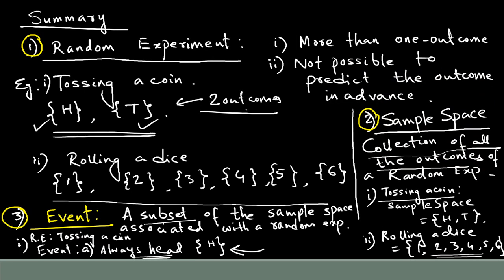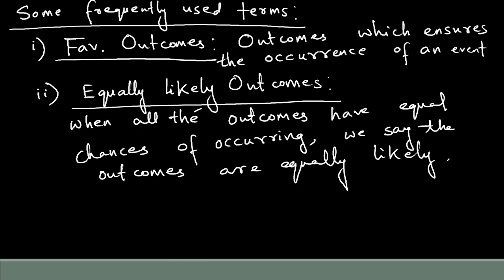Let's say again, tossing a coin, it can be head or tail. This is the sample space, so you have equally likely chances of getting head or tail. Both the chances are the same. I hope you understood what equally likely outcomes and favorable outcomes are.